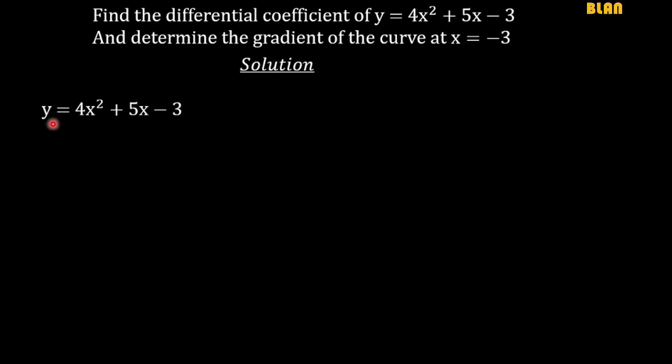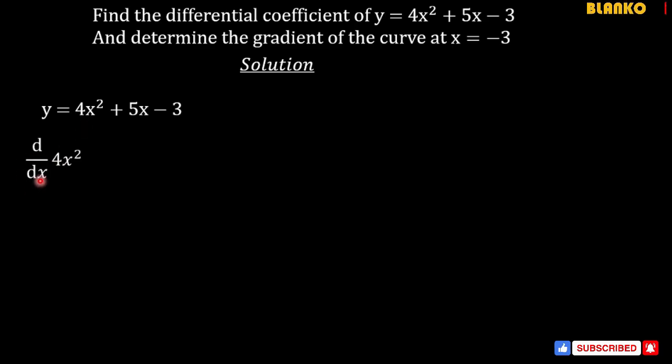So the solution. The function is y equals 4x squared plus 5x minus 3, and we are to differentiate this. We are going to take each term and differentiate it. Let's take the first term, that is 4x squared, and differentiate it.